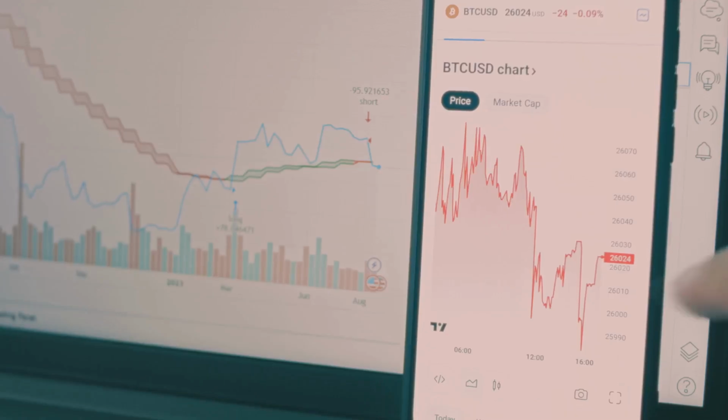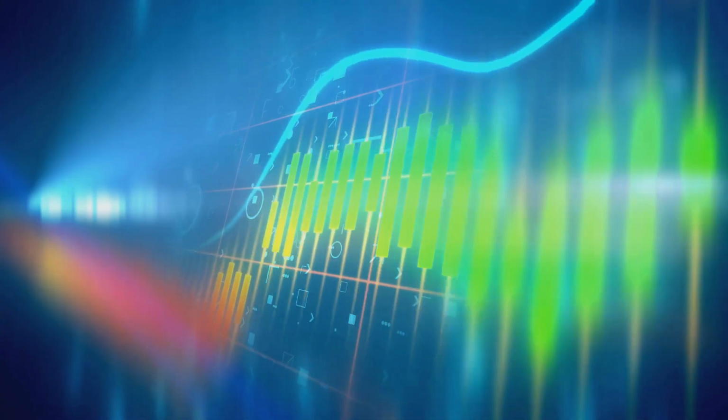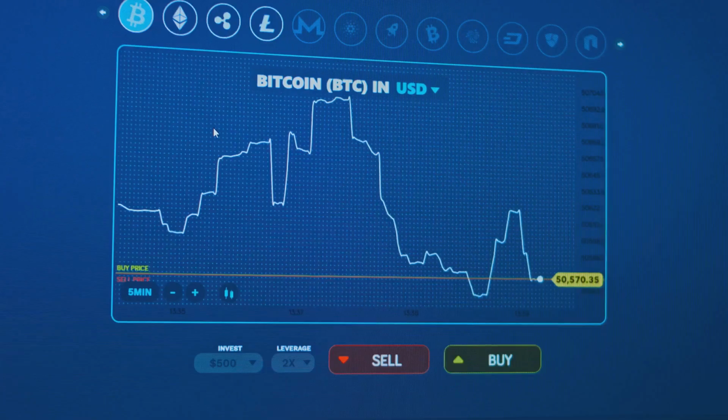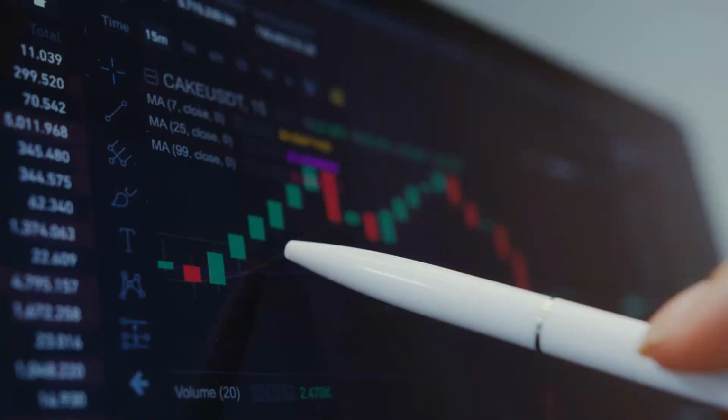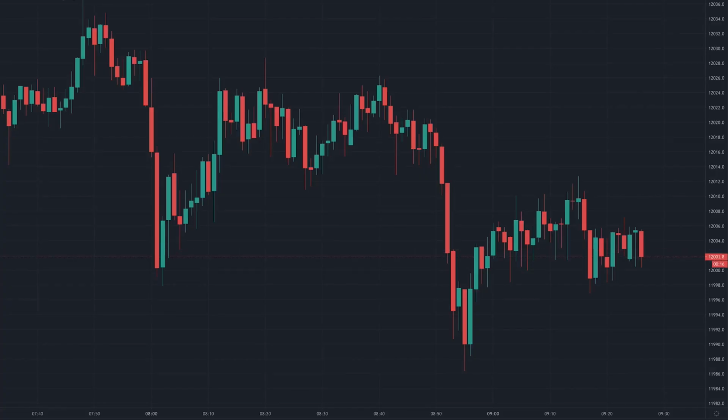Crypto markets can change very fast. Traders need quick information to make choices. Candlestick charts provide this clearly. They show more than a simple line chart. Candlesticks tell a fuller story of trading. They show the battle between buyers and sellers.